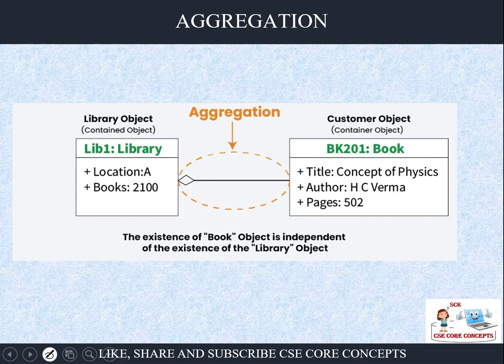Let's say 2100 books are there at a particular location in the library, and one book called Concept of Physics, written by H.C. Verma, which has 502 pages, is there. So now the book is independent of the existence of the library object, though it shows a relationship that the book is in the library. If one particular library, let's say library 1, closes, that does not mean this book will be removed. It will remain in this world.